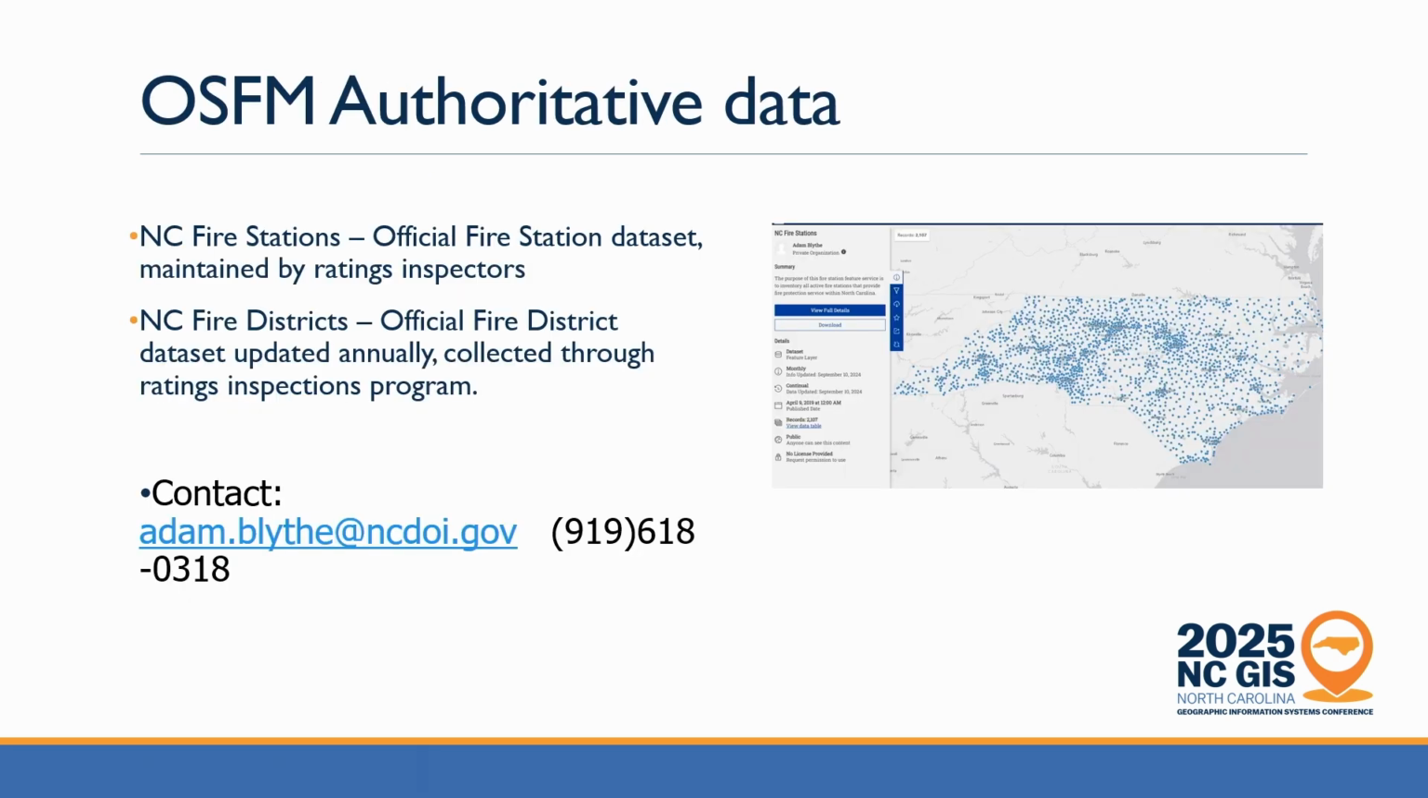And we have authoritative data. We have the NC Fire Stations data set, which is our official fire station data set, and we maintain that in our ratings inspections program. And also, we do have a full fire district boundary that gets updated about annually. So that's on NC One Map.